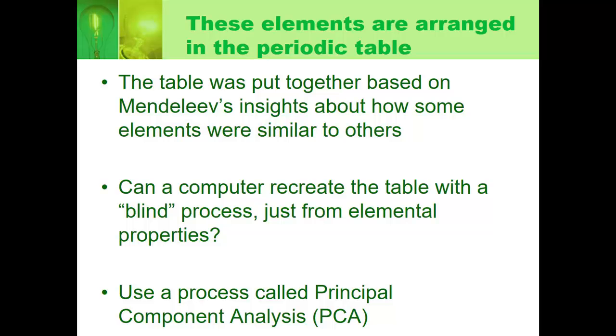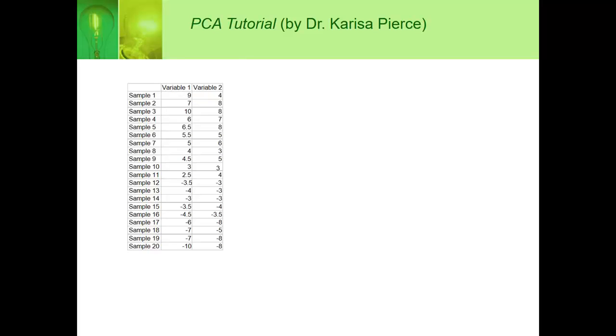So principal component analysis is what Dr. Pierce does her research on. And so she gave me these slides, so I've got to give her credit for this. But I want to explain what it is because it is a method that the computer can use to recreate the periodic table without knowing anything other than, I want you to put these elements into a pattern. Can you find a pattern in the way these elements work? PCA finds patterns in really complex data. So this is her tutorial for how it works.